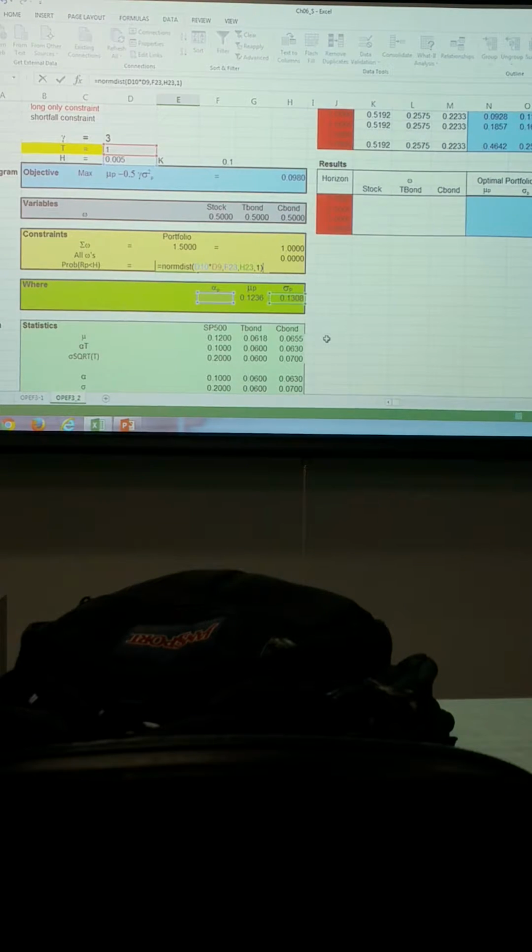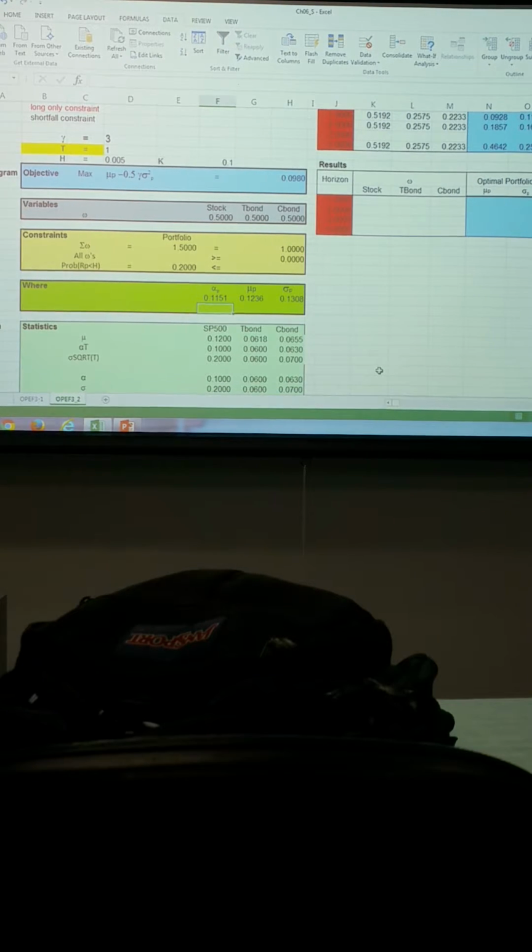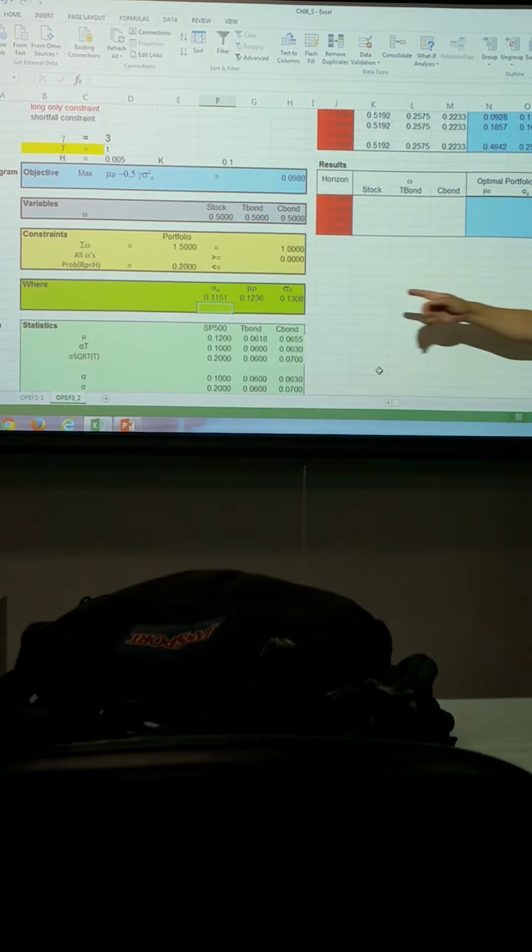So now, control, not control, simply enter. All right. Here, we need to calculate what the alpha p is. That is equal to what? Mu p minus 0.5 times sigma p squared, right? Alpha is equal to mu minus 1/2 sigma squared. So we got that.